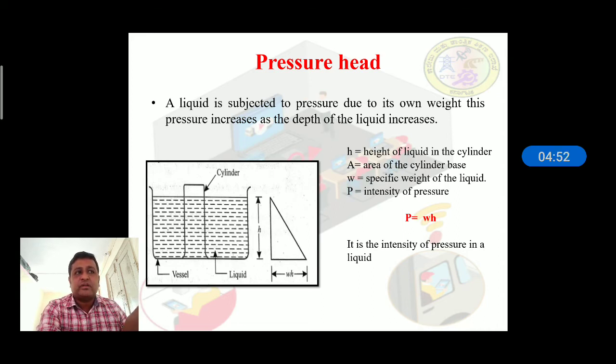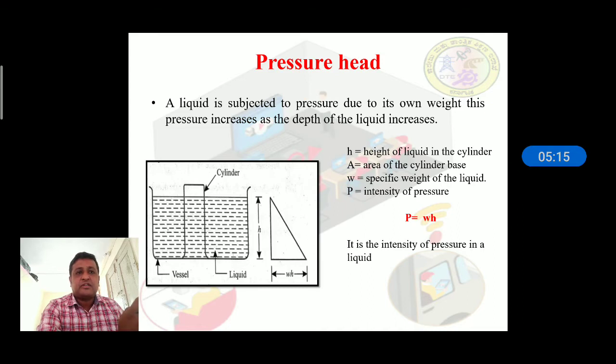To measure the pressure head, the total pressure on the base of the cylinder is equal to the weight of the liquid in the cylinder. The pressure on the base of the cylinder is P into A, where P is the pressure and A is the area of the cylinder at the bottom. That is equal to W A H, where W is the weight of the fluid, A is the area of the cylinder and H is the height of the cylinder.